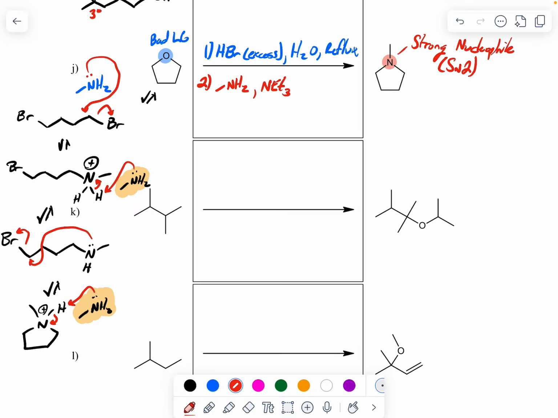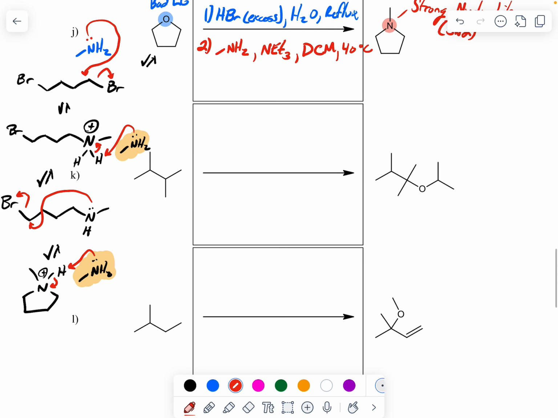It just acts as a base to deprotonate that product. And then, of course, this needs to be done in some type of solvent. Let's say, in this case, DCM, at a reasonable temperature. We'll say 40 degrees Celsius. And so that ether cleavage followed by the SN2 that's intramolecular is the best way to do that one.